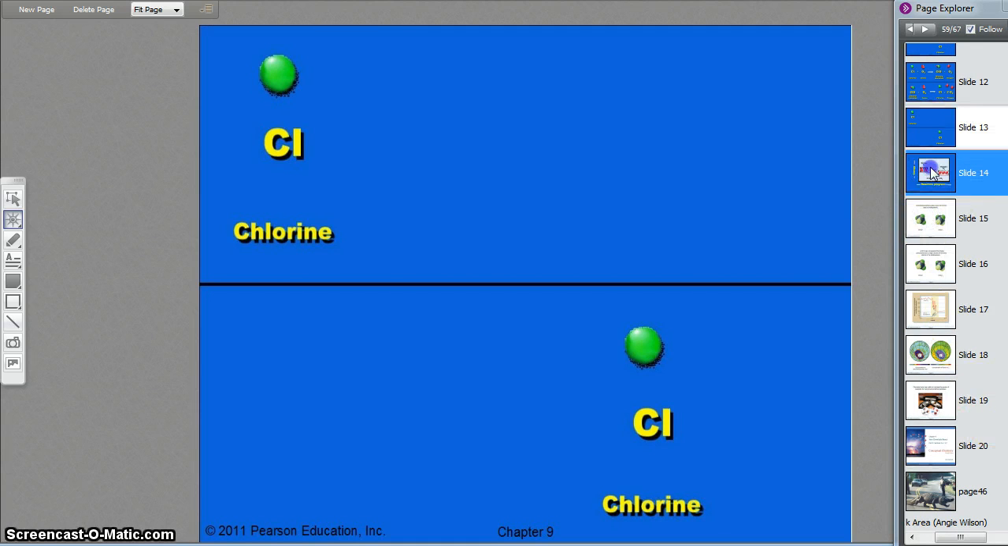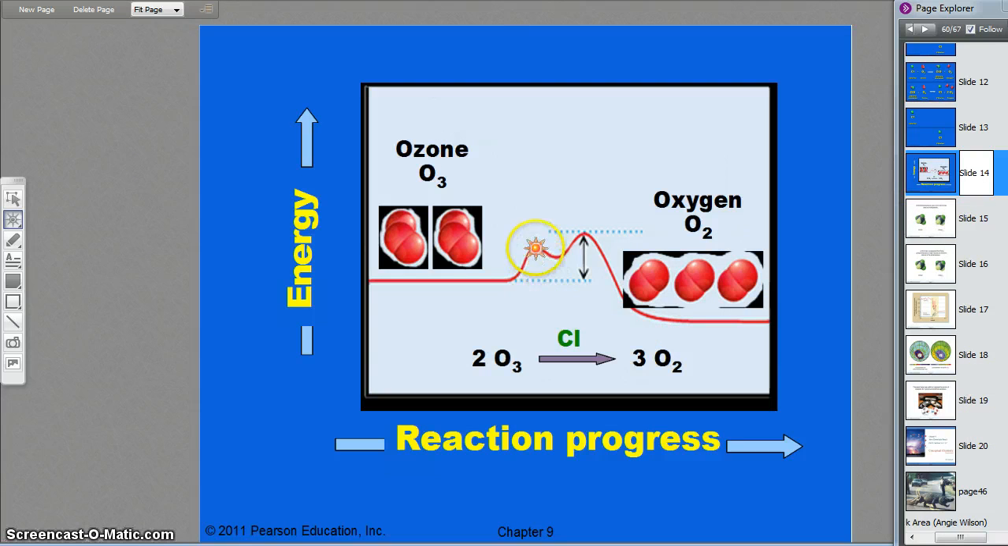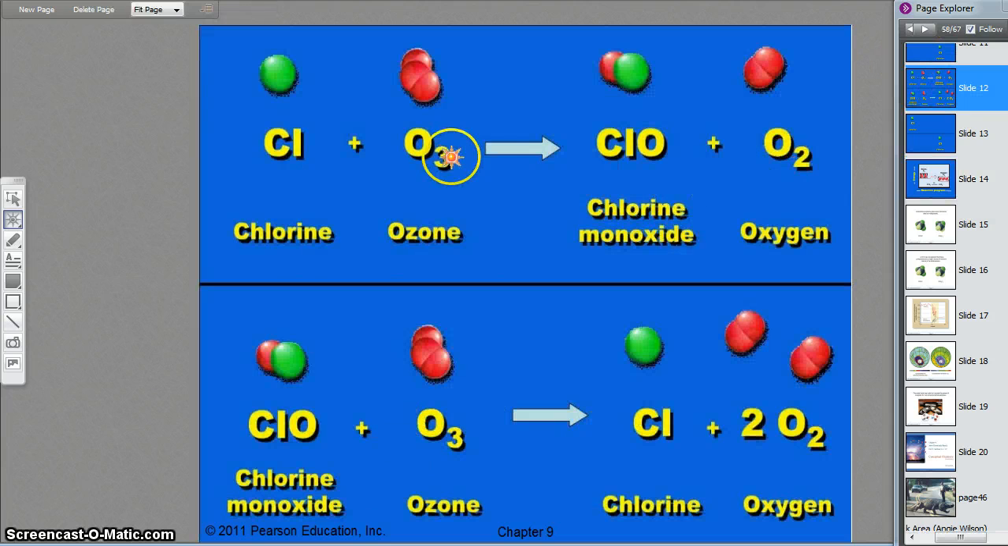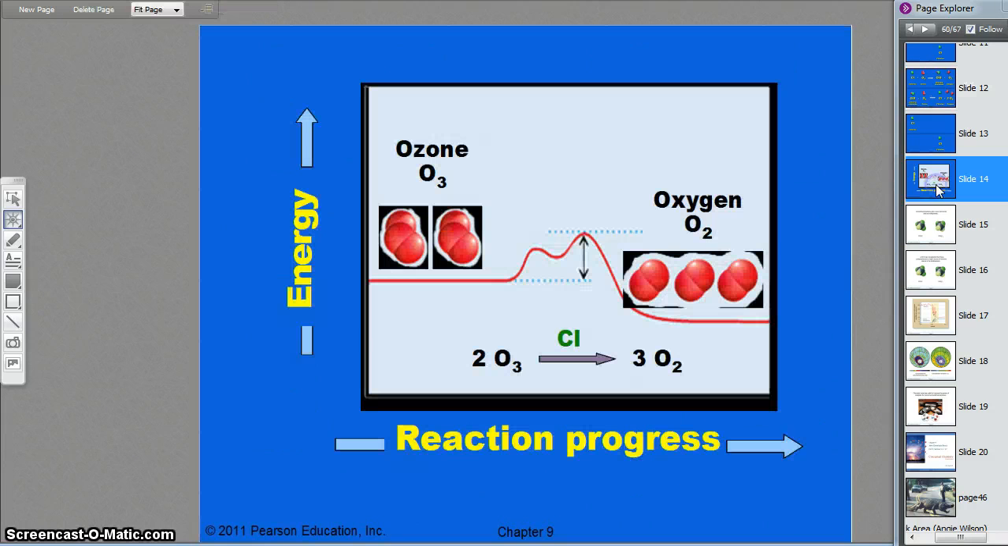Okay, whoops. So that's why we have this double bump here. It's because there are 2 different reactions happening here. The first bump is for this first reaction up here at the top. The second bump is for the second reaction here at the bottom. And so that's why we have 2 different activation energies here.